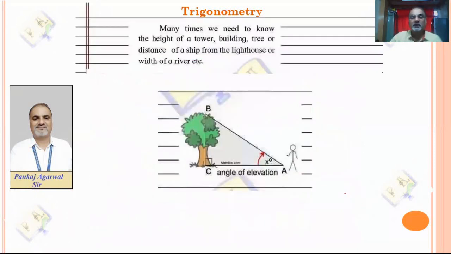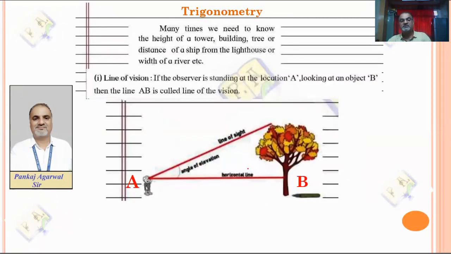In trigonometry, many a time we need to know the height of a tower, building, or tree, or the distance of a ship from a lighthouse, or the width of a river, and so on. For example, a person is standing here at A and he observes a tree BC. If he knows the distance from A to C and the angle made between the top of the tree B and the bottom of the tree C, which is position A, then we can find the height of the tree.